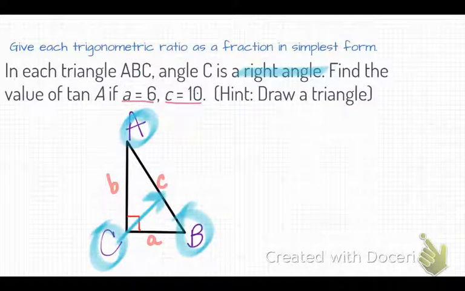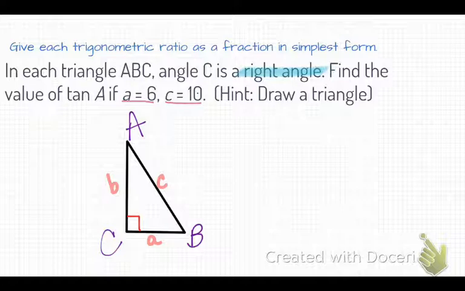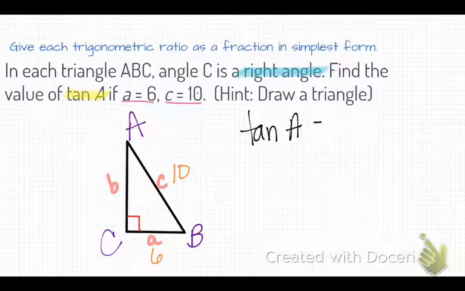Okay, so I have some more information. It tells me that a equals 6. So that means this side measure is 6, right? What else does it tell me? c equals 10, right? And what is it asking me to find? It says find the value of tangent A. Does it say find the measure of angle A? No, it says just find tangent A. So that means I literally need to find the trig ratio for tangent A. So what is tangent again? It's what over what? Opposite over adjacent, right?